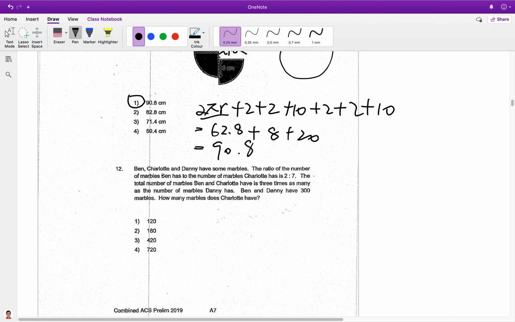So Ben, Charlotte, and Danny have some marbles. The ratio of what they have, okay, let's just note down.